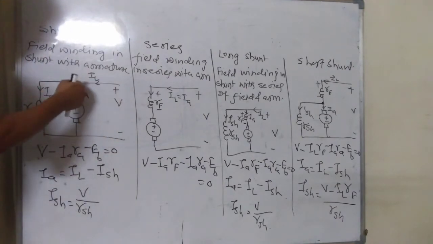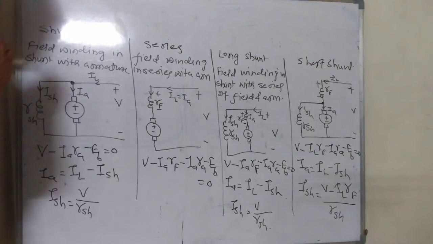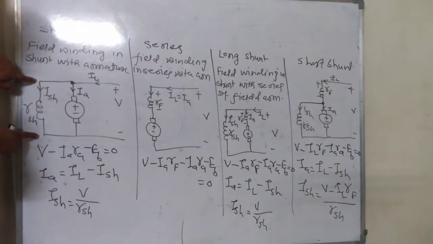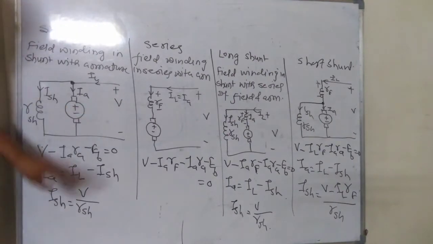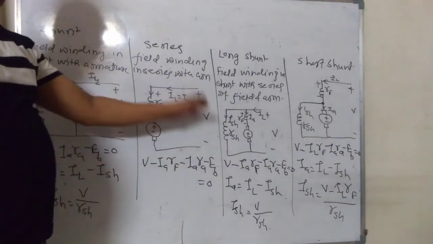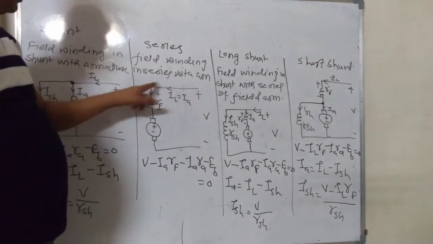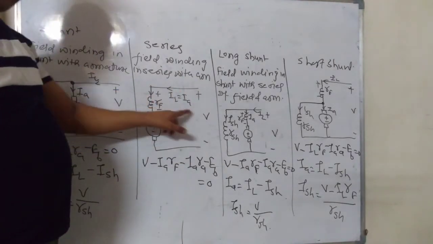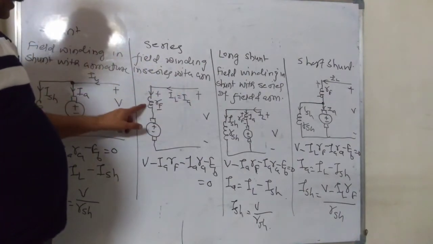Now here IL is equal to IA plus ISH. Current is divided. So we will define IA is equal to IL minus ISH. What is ISH? Current through RSH. And voltage across RSH is V. V upon RSH. Here there is no division of currents, only one equation. V, IL, and same current is flowing through armature, so IL is equal to IA, minus IARF.